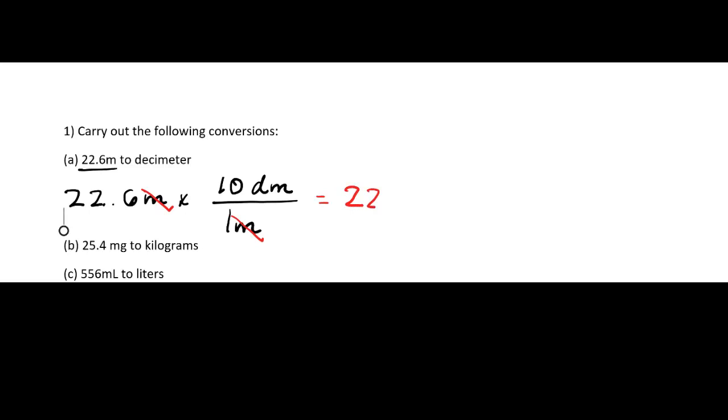Just like 1 meter is 100 centimeters, 1 meter is 10 decimeters. Deci equals 10, centi equals 100. So that's the conversion factor that you will use for this.